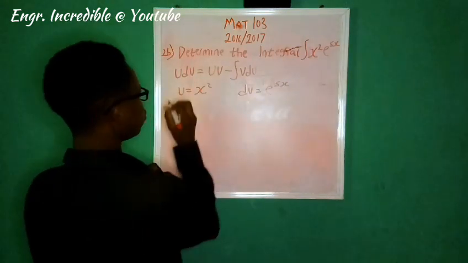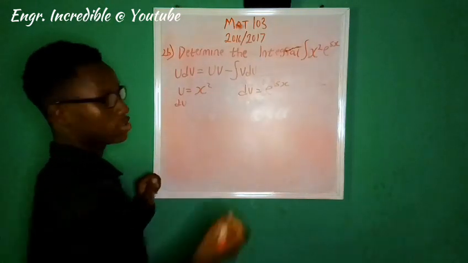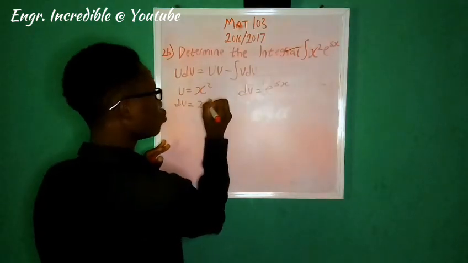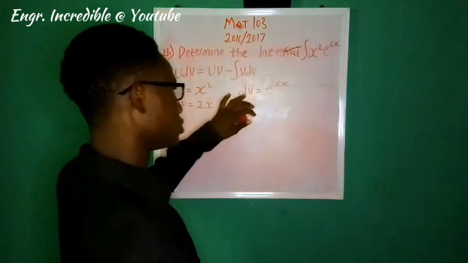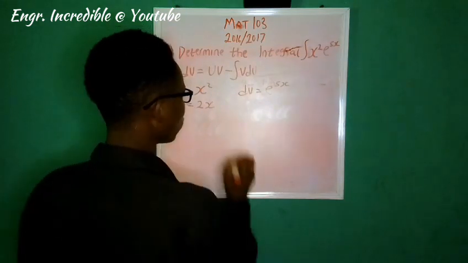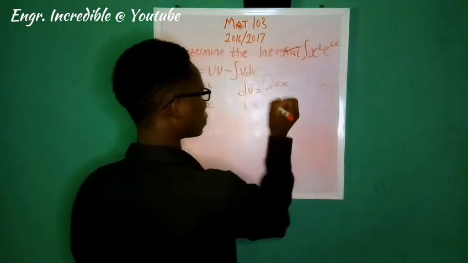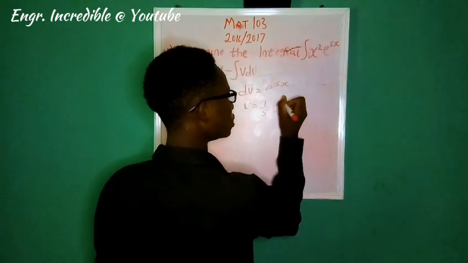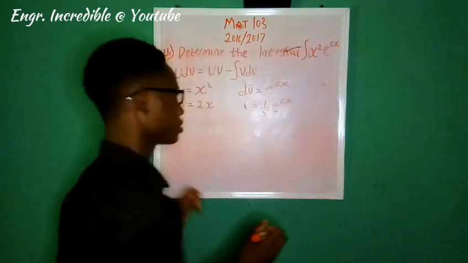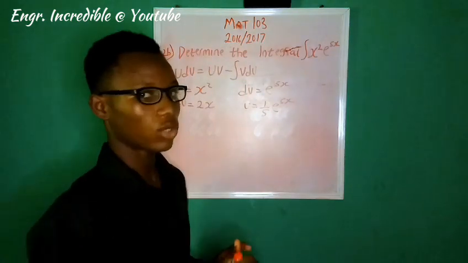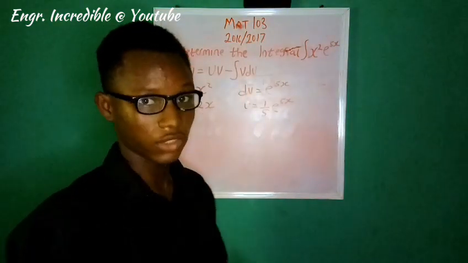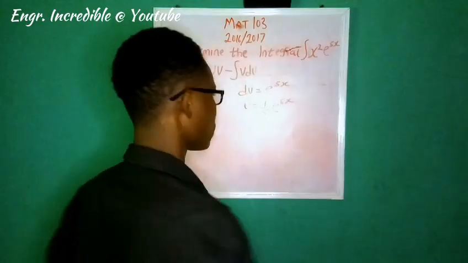So we have our u, du, that is du dx, normal differentiation. This will become 2x, and if we are integrating this, we are going to be having v as 1 over 5 times e raised to power 5x. So after we have gotten this, we are going to be inputting it into our formula, which is the formula for integration by parts here.